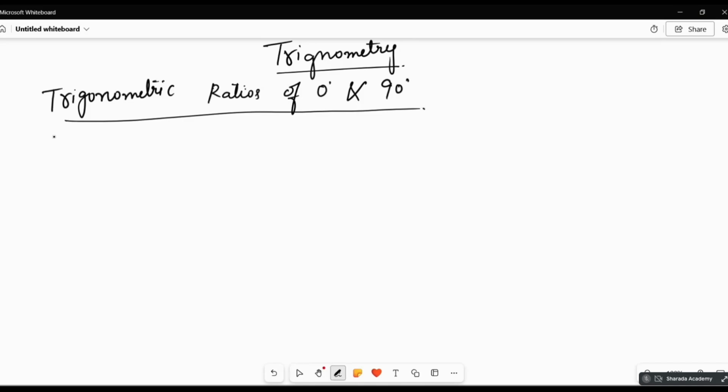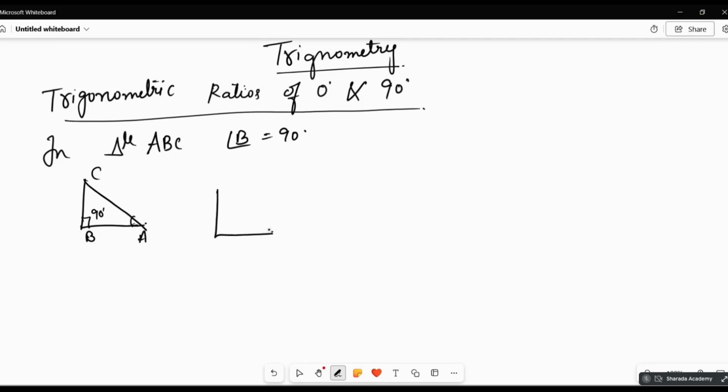So first we'll consider the triangle. In triangle ABC, angle B we will consider as 90 degree. Now we will try to take angle A. We will try to make it 0. So what will happen if we try to make it 0?